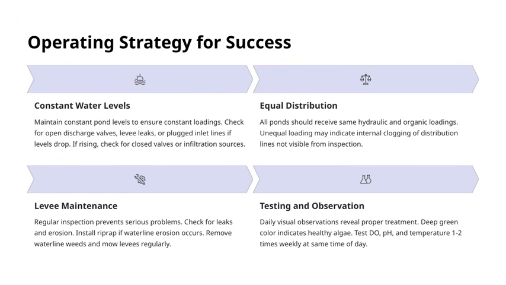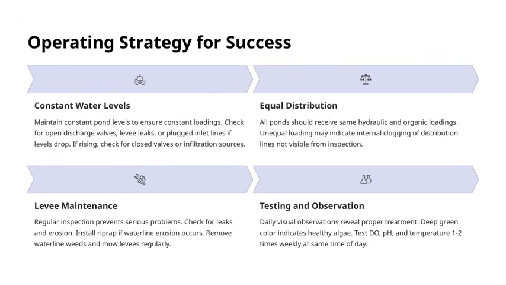Levee maintenance is another key point. Regular inspections help us catch issues early before they become serious problems. We should be on the lookout for leaks and signs of erosion. If erosion occurs along the water line, installing riprap can help protect the levee. Also, clearing weeds and mowing the levees regularly keeps them in good shape and prevents vegetation from causing damage or obstructing inspections.